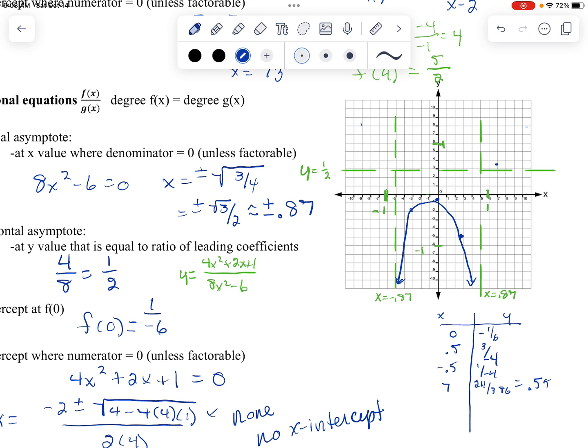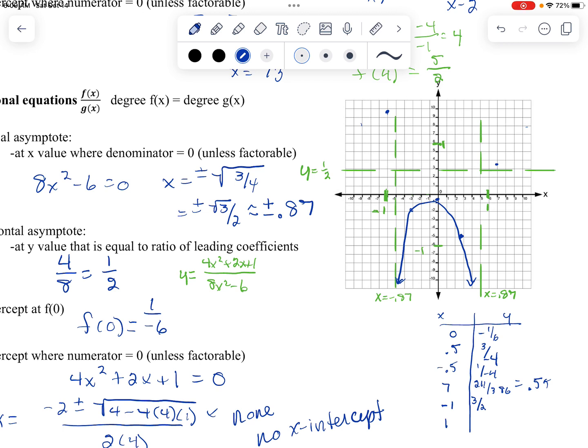And if I want to do one on the other side, let's pick -1. I know -1 is outside of -0.87. So if I get -1, I might not get so close to that asymptote. So 4 minus 2 is 2, plus 1 is 3. And in the denominator, 8 minus 6 is 2. So 3/2. So -1, 3/2. That's a little bit higher up. So that gives me a little bit better picture.